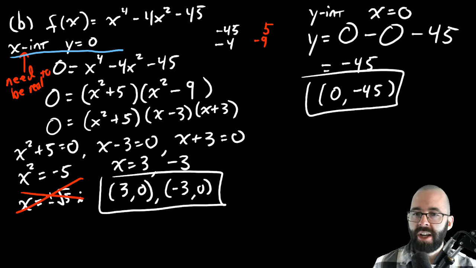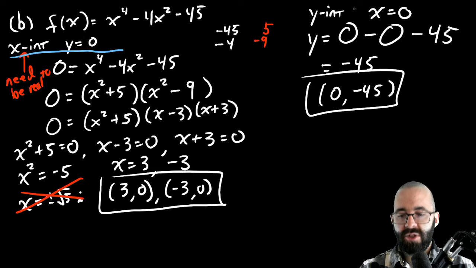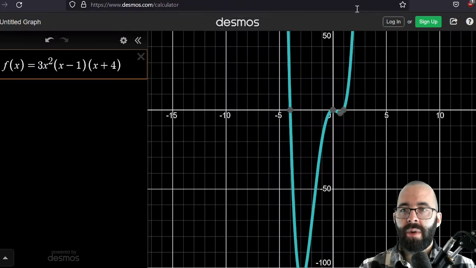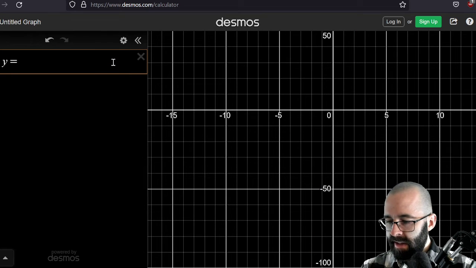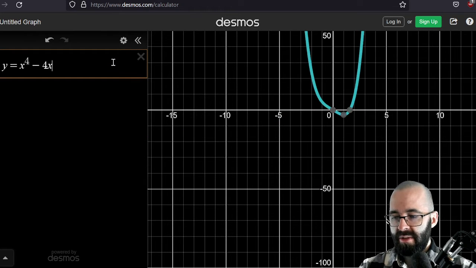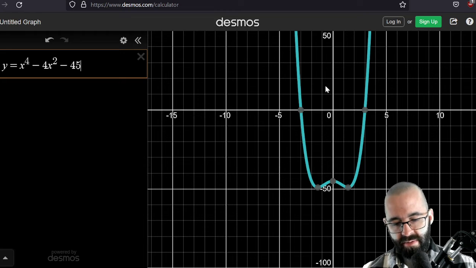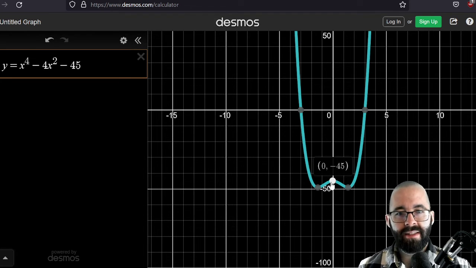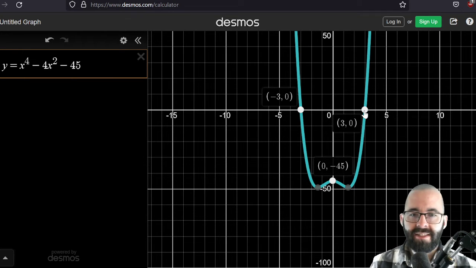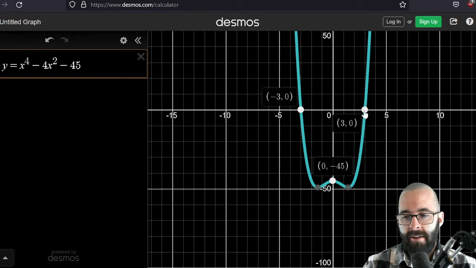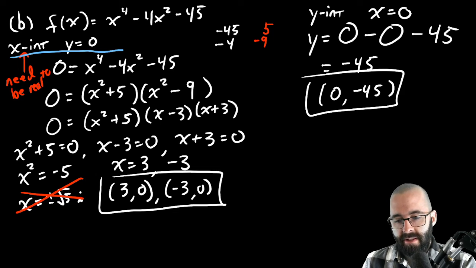And it can be a good idea to check these answers. We didn't do it for the last one, but let's check our answer for this one. We can check our answer pretty straightforwardly. I don't know if that's a word. We get x to the 4th minus 4x squared minus 45. What are our intercepts? The y-intercept is negative 45. X-intercepts, positive and negative 3. There we go. You can see visually what's happening. Good way to check your answers. Make sure that you're always right.